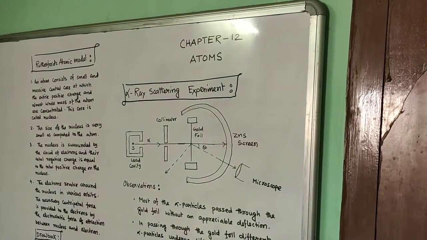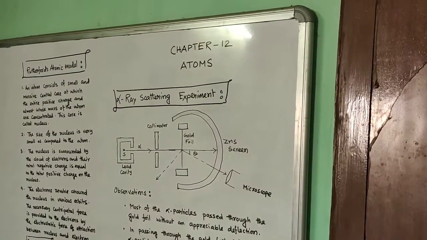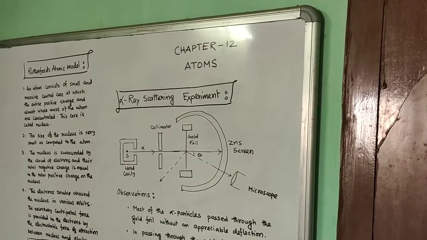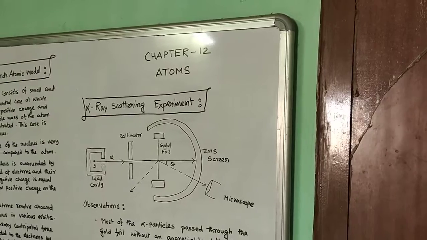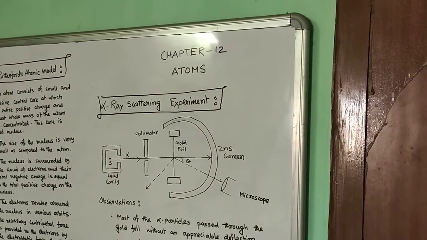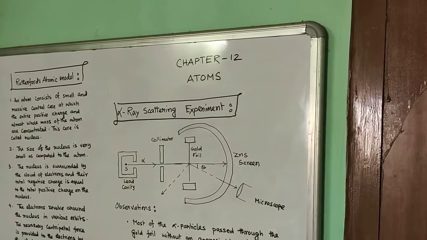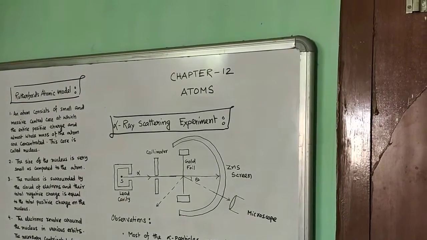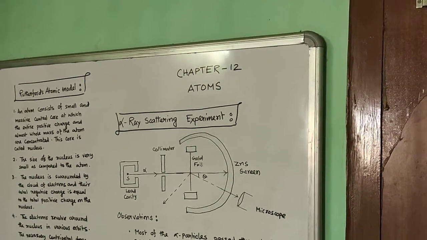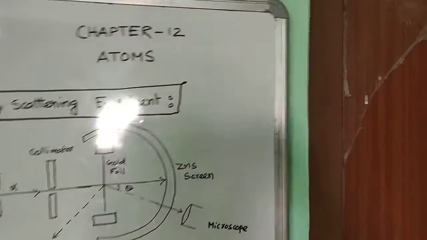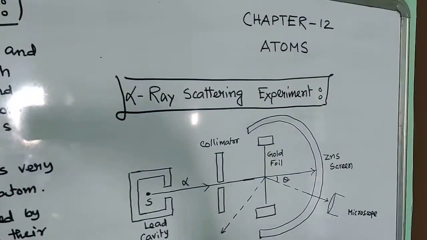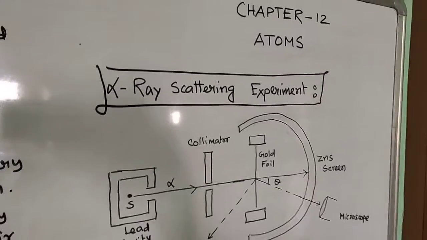Good morning, students. Today we are going to discuss chapter 12, and chapter 12 is the atoms. In this chapter we are going to discuss the interior of the atom and the working mechanism of electron, proton, neutron, etc. Now, the first topic which we are going to discuss is the alpha ray scattering experiment.